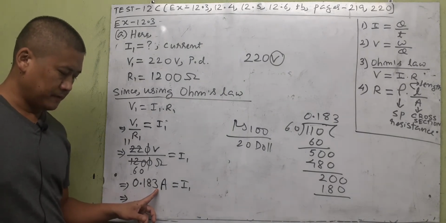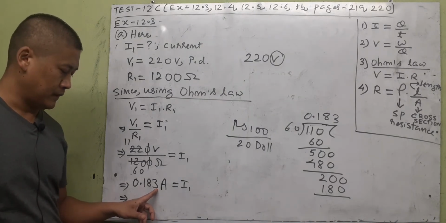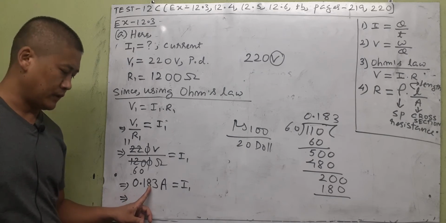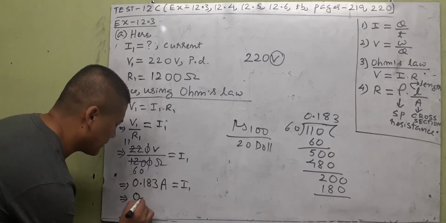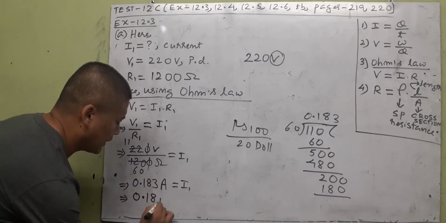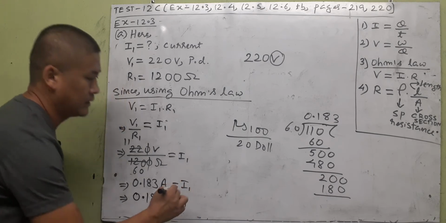If the third place is 5 or more than 5, then the second place of decimal will increase by 1. This 8 will become 9. But if it is less than 5, like 3, this will not change. So we just write the approximation up to the second place. 0.18 ampere is the current flowing approximately.